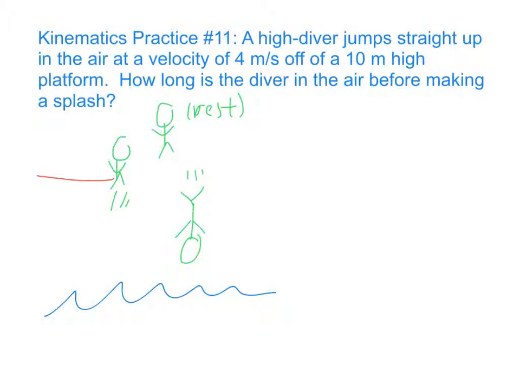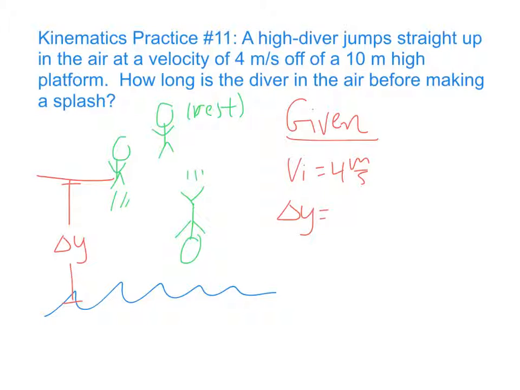What are we given? We know that the initial velocity is 4 meters per second. And we know that this is a positive velocity because the diver is jumping straight up. We also know that the platform is 10 meters high. So from here to the water would be my delta y. Because the diver is ending up lower than where they start from, delta y will be equal to negative 10 meters. Since the diver is in free fall, we also know the acceleration will be g.